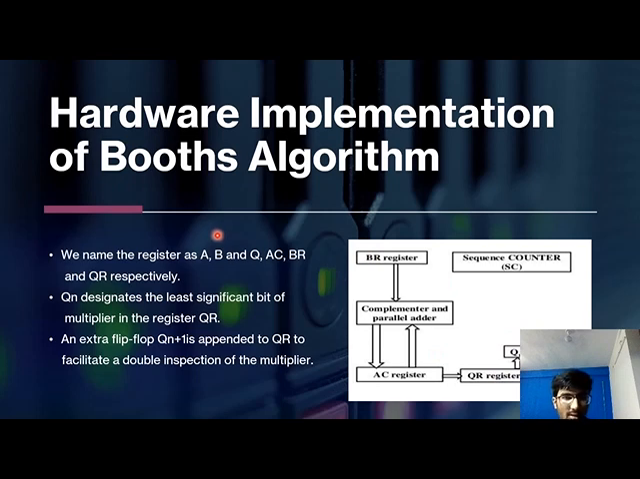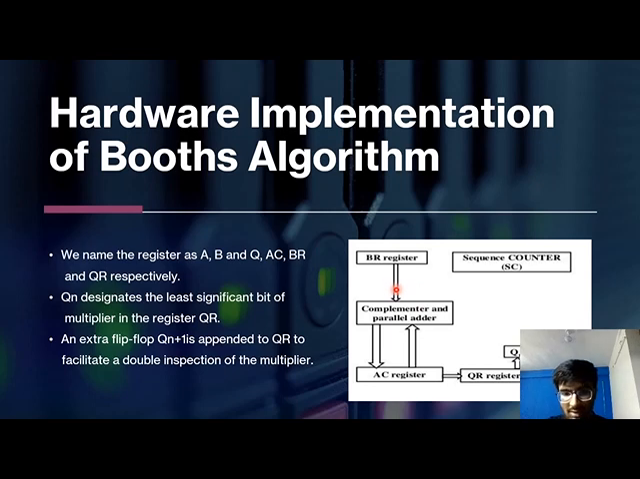So we take two numbers, like minus 9 and minus 13. We are storing minus 9 in the BR register and minus 13 in the QR register. Then minus 9 and minus 13 are multiplied. We also require an AC register, called the accumulator register.